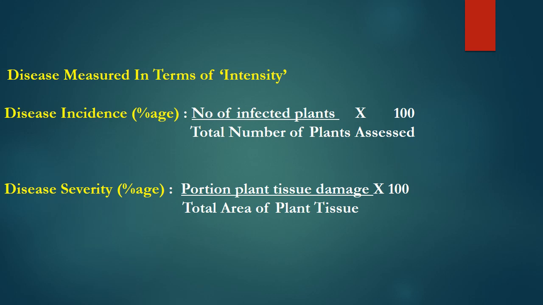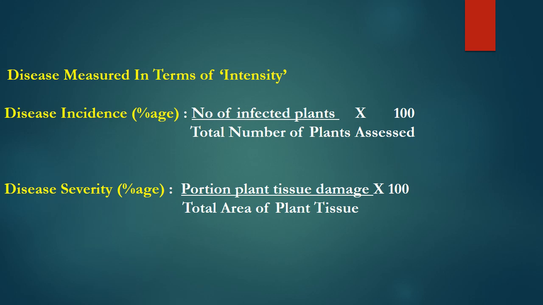Disease incidence can be calculated by dividing the number of infected plants by the total number of plants assessed, multiplying by 100. For example, if you visited the field and assessed 100 plants, and out of these 100 plants you found that 70 plants are showing disease symptoms, it means that the disease incidence is 70%.